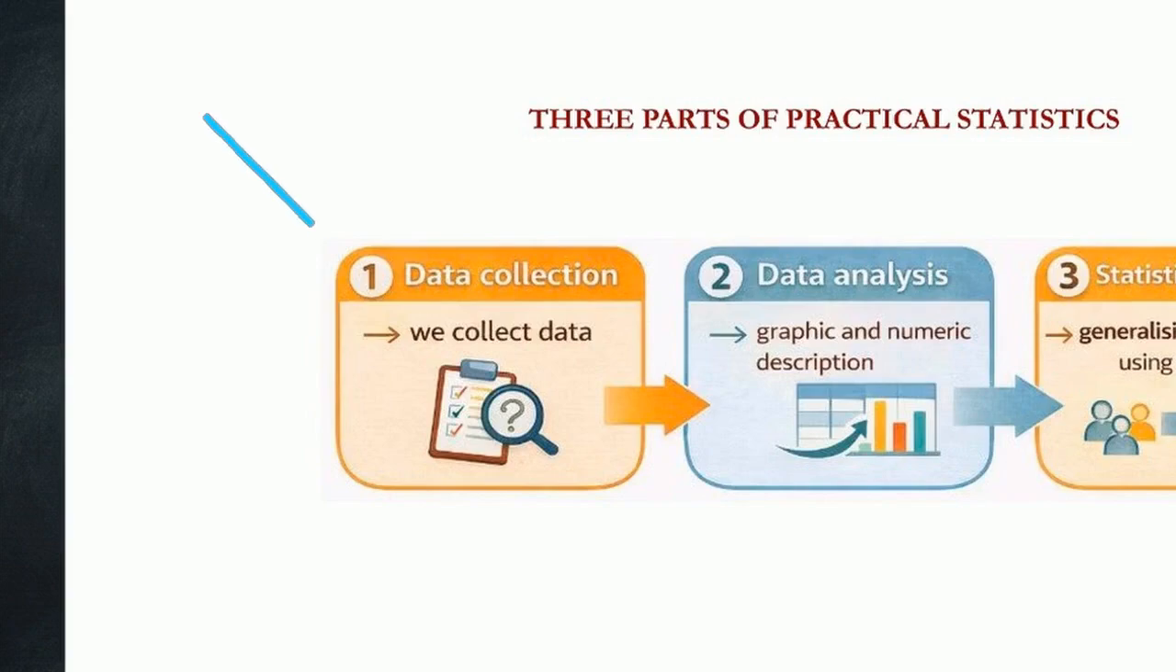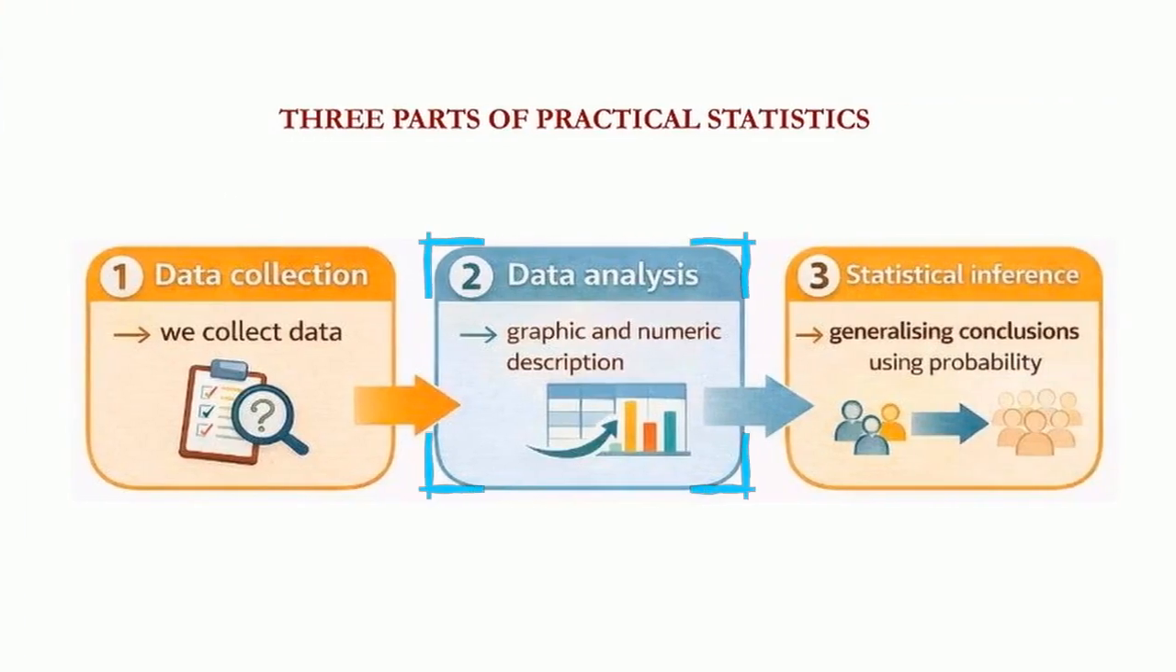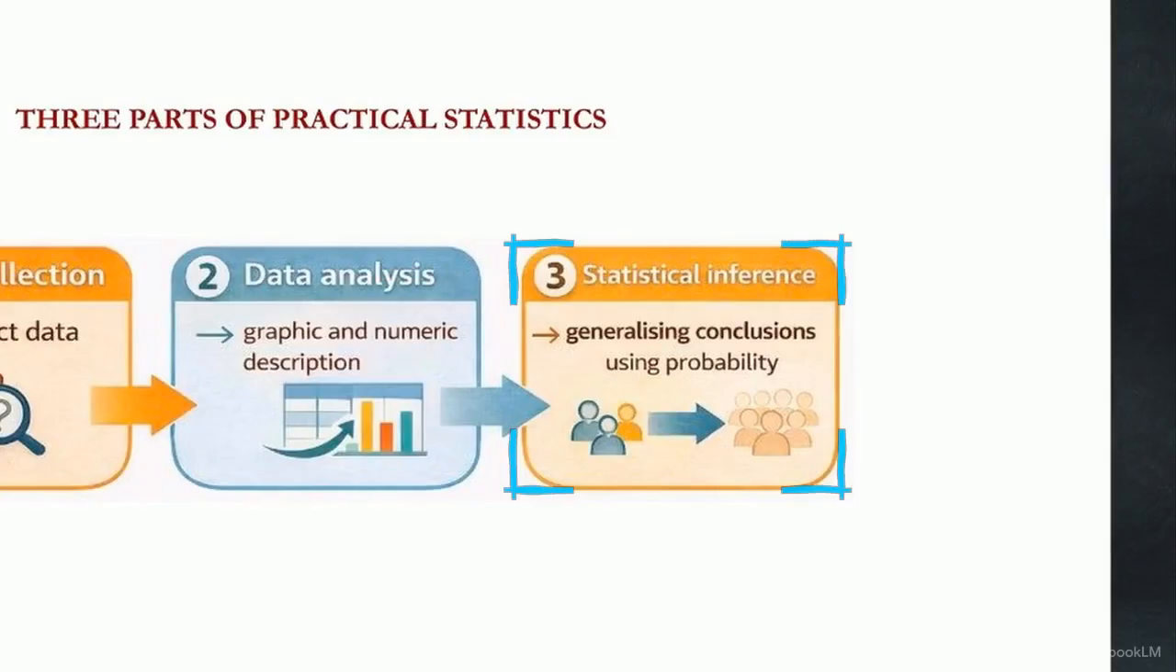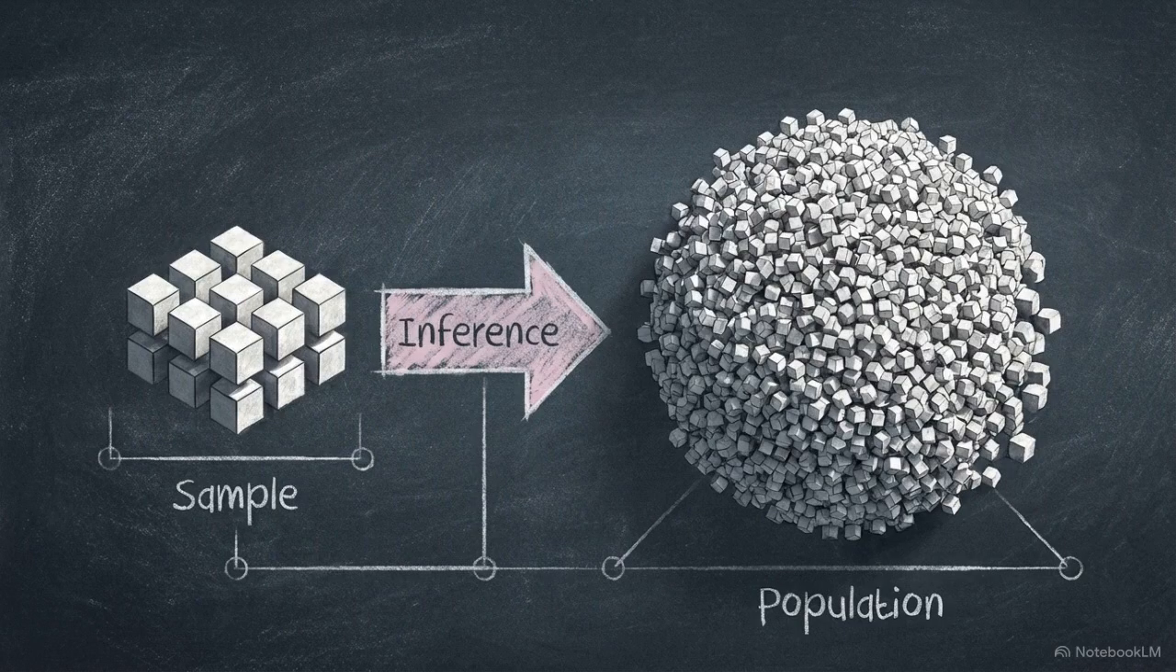This flowchart visualizes the complete statistical life cycle. It begins here with the messy reality of data collection. Moving to the center, data analysis applies variable taxonomy and EDA to structure the raw input. Only an accurately classified dataset can safely pass into the final phase. Statistical inference generalizes these clean sample conclusions back to the entire population using probability.